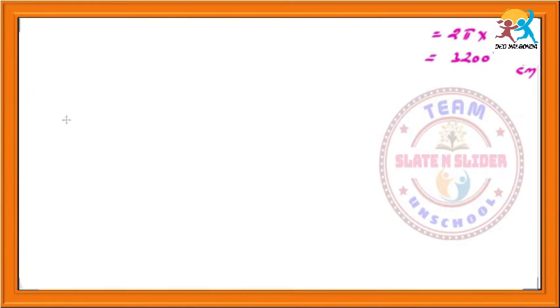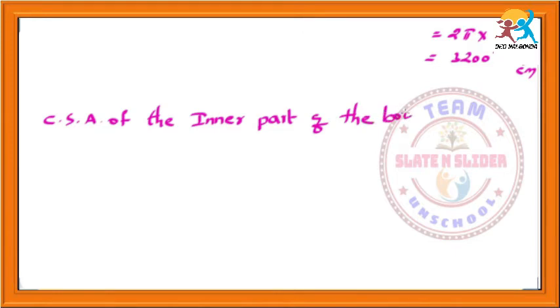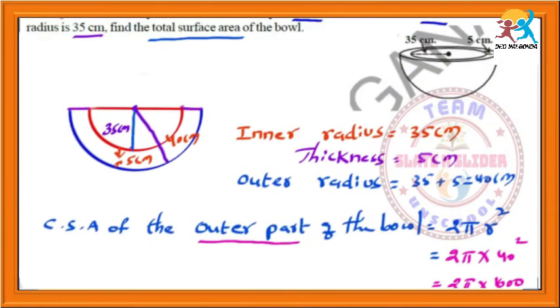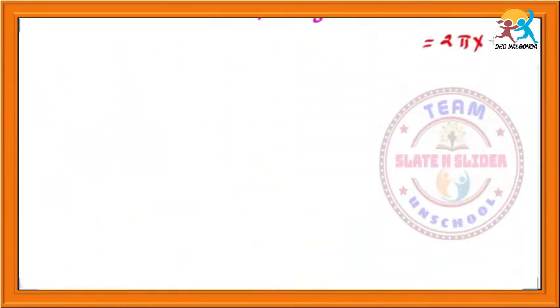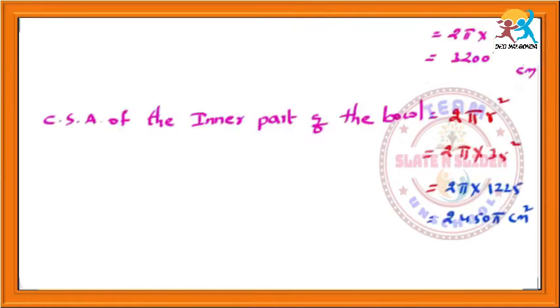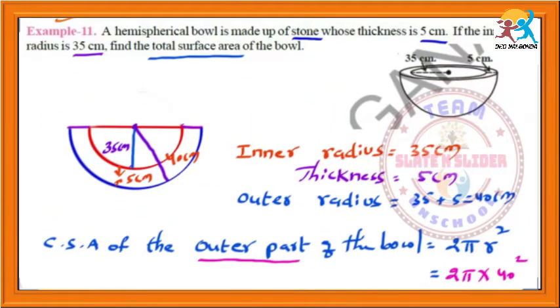And we will find out the curved surface area of the inner part of the bowl. That is equal to same 2 pi r square. So 2 pi into radius. The radius is 35. Inner radius is 35. So we can write 35 square. So it will become 2 pi into 1225. So it will become 2450 pi centimeter square. And we have one more thing, that is annulus.